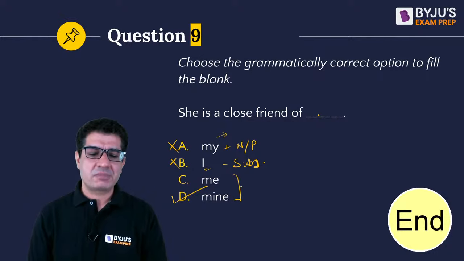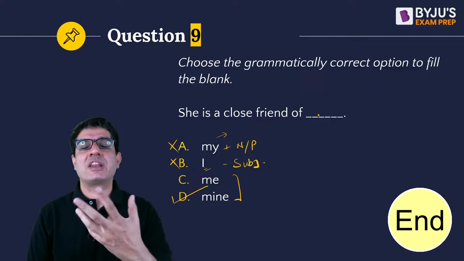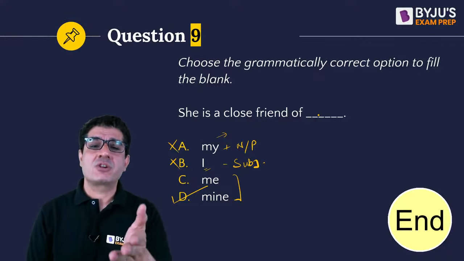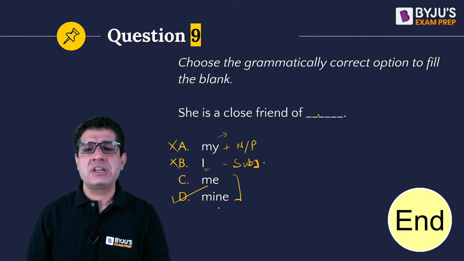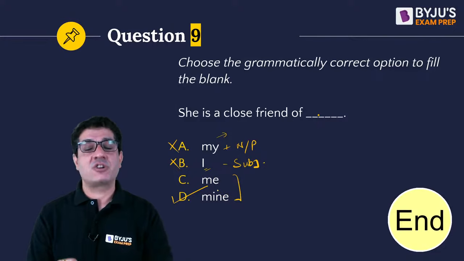So me versus mine was what it all boiled down to then. So, "She's a close friend of me." "She's a close friend of mine." Wherever you want to show possession, relation, or ownership, you use a possessive pronoun, and that is why "mine". "Me" is just an object pronoun. It does not show possession.